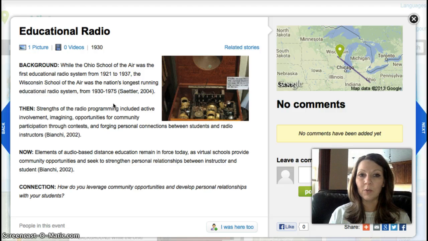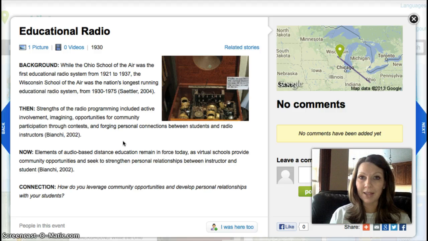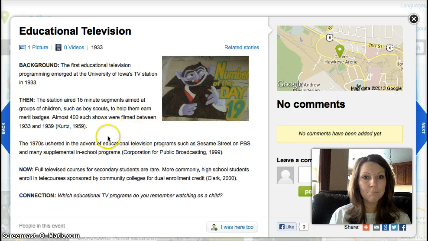The Ohio School of the Air was the first educational radio system. However, the Wisconsin School of the Air was the nation's longest running educational radio system, from 1930 to 1975. The strengths of the radio programming included active involvement, imagining, opportunities for community participation through contests, and forging personal connections between students and radio instructors. Elements of audio-based distance education remain in force today, as virtual schools provide community opportunities and seek to strengthen personal relationships between instructor and student. How do you leverage community in your classrooms?